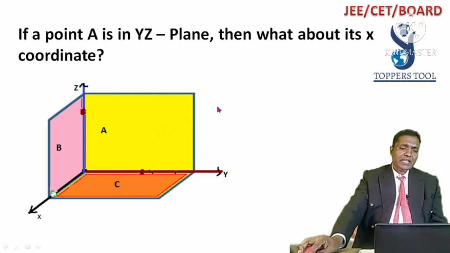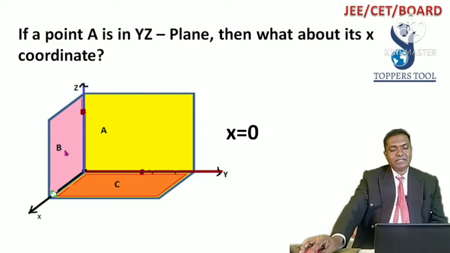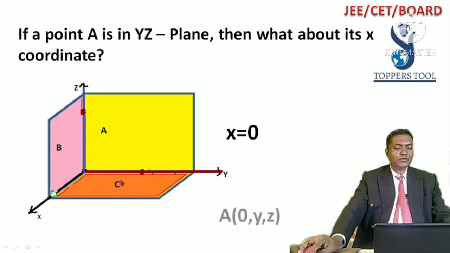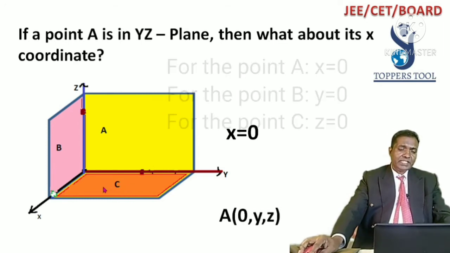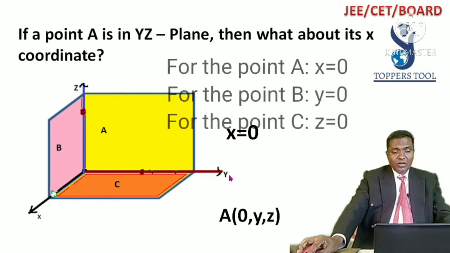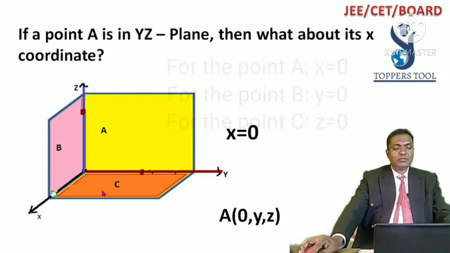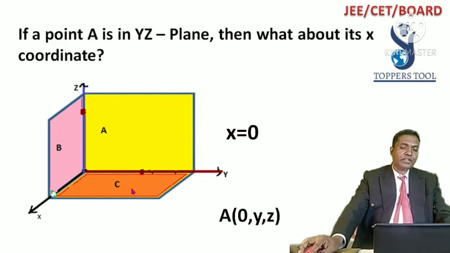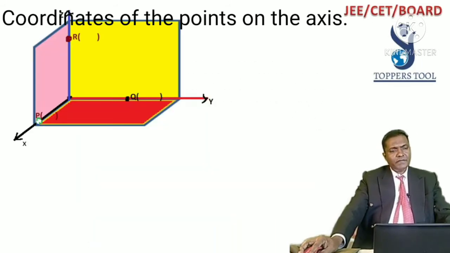Similarly, if a point B is on the xz plane, how far is it from the xz plane? It is at a distance of 0, because it is on the xz plane. So its y coordinate is 0. Similarly, if a point C is on the xy plane, then what about its z coordinate? The z coordinate is 0.